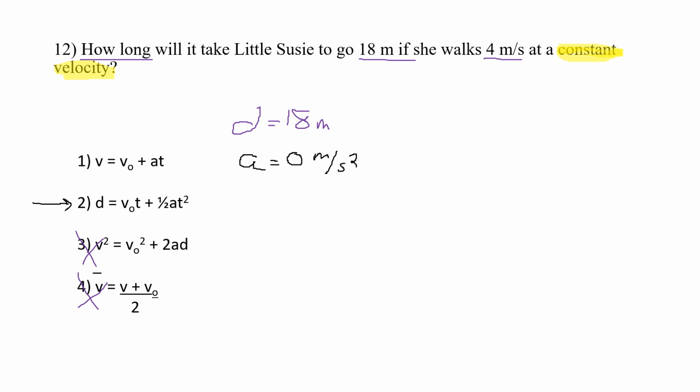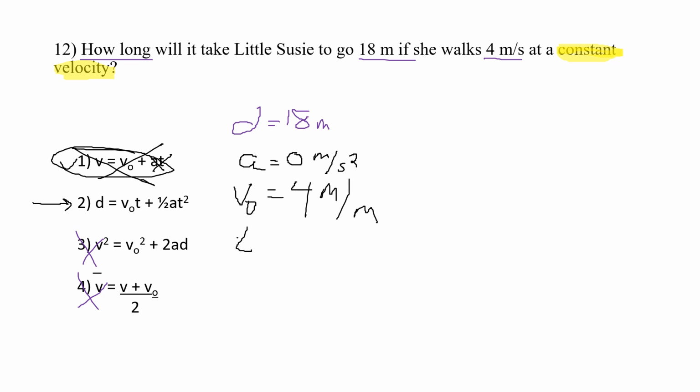Well, let's think about it logically, though. If acceleration is 0, that means this goes away, and then you know v equals v naught. We already knew that, so we don't need it again. We're not going to use this equation. So that means the 4 meters per second is the v naught, and we're looking for the time. Easy.